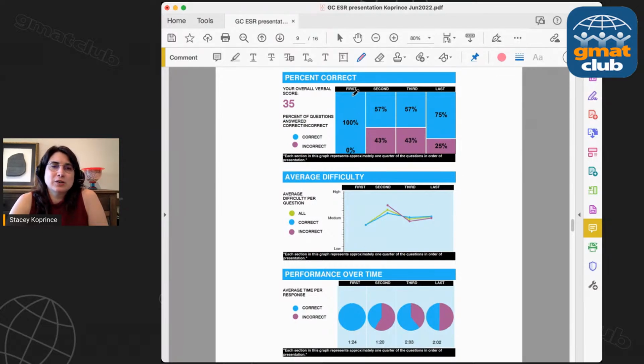So this first quadrant, amazing. First of all, the person got everything right in the first quadrant. And second of all, did so quickly. So this person is strong at verbal. This person's certainly stronger than a 35 at verbal. You can't get 100% of the questions right in the first quadrant at that speed without being strong at verbal.